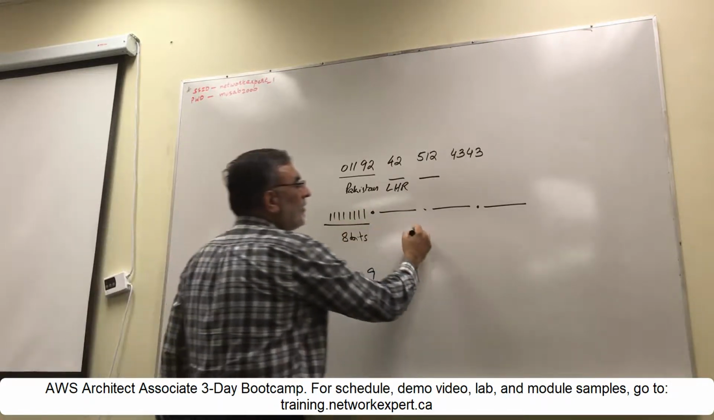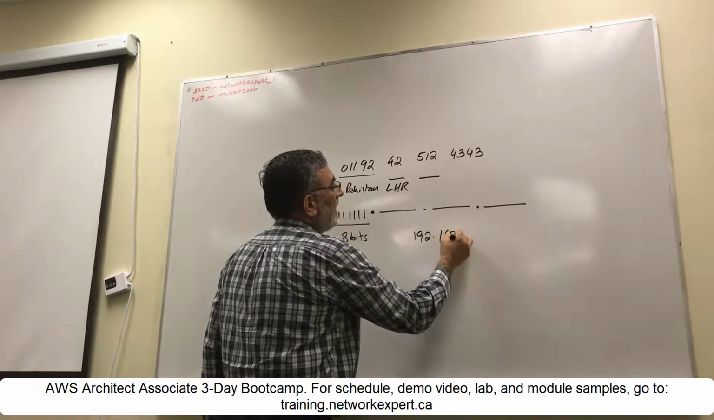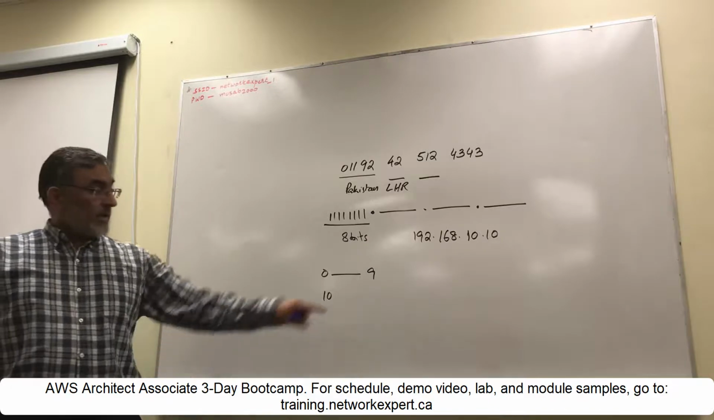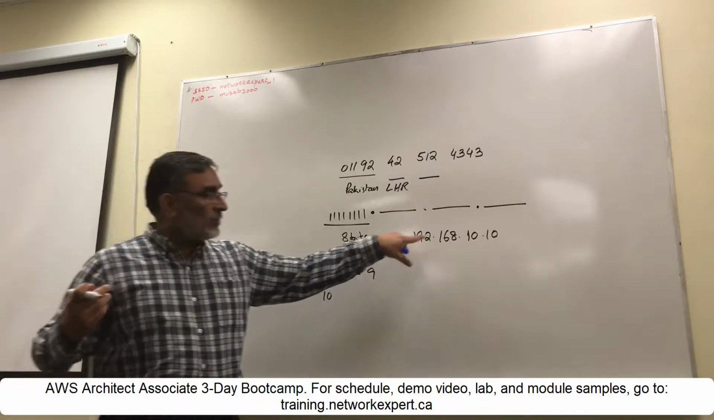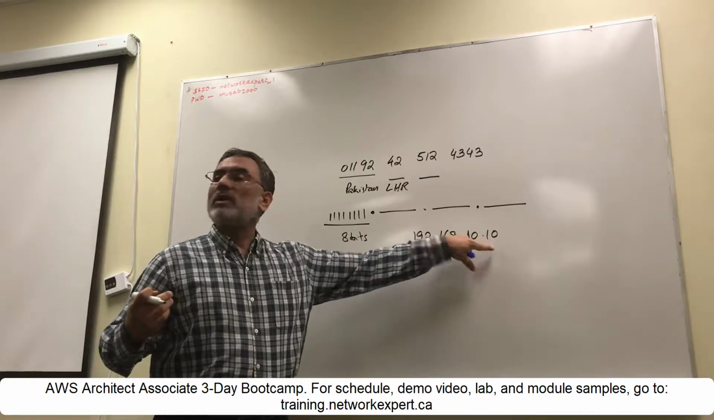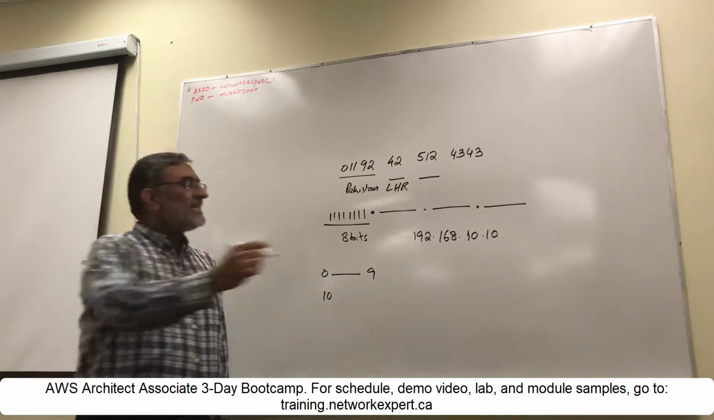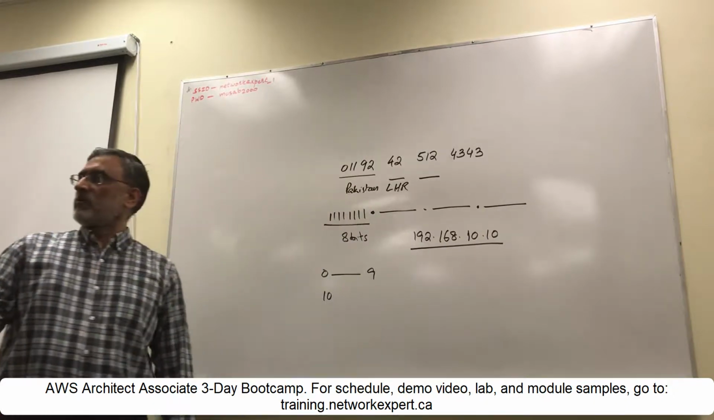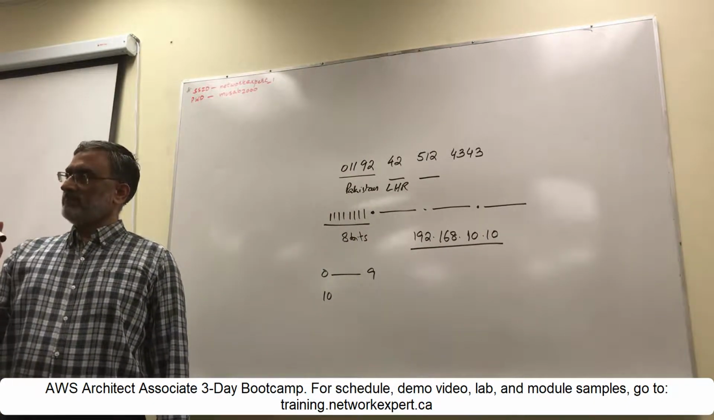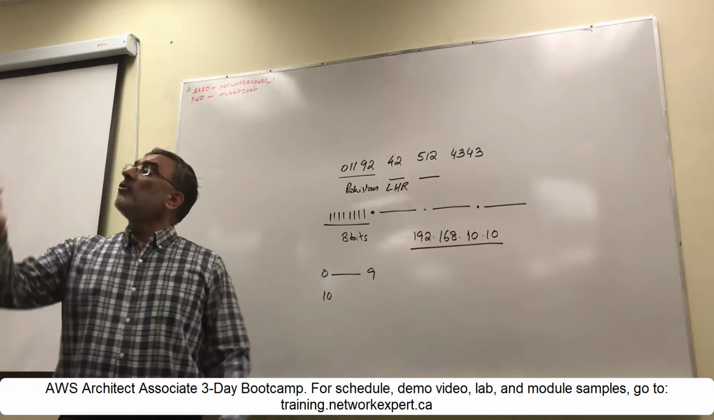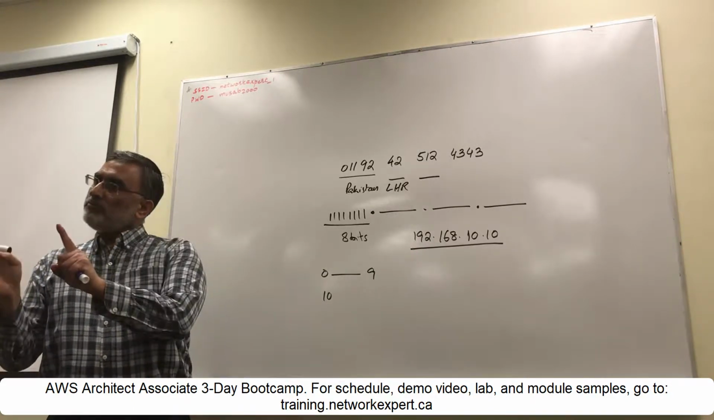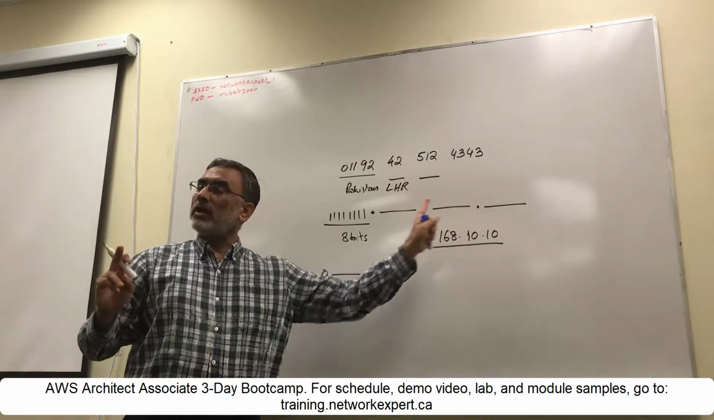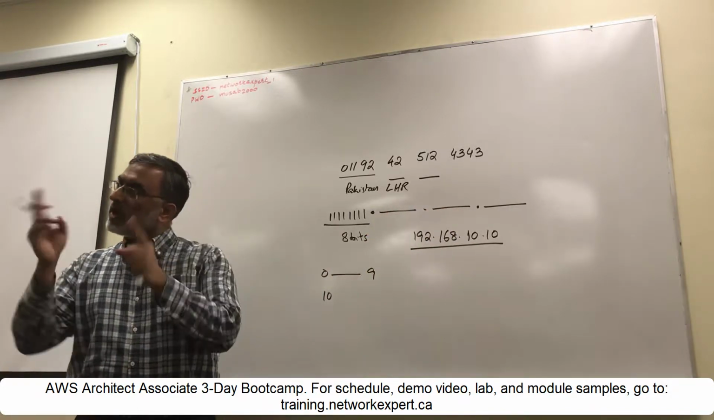Let's say 192.168.10.10. Okay, so for us it is 192.168.10.10. For a computer, it's basically a 32-bit long string of characters, either zeros or ones. Okay, so this is the decimal format for our understanding. For the computer, it's exactly a 32-bit long string of bits, either a 1 or a 0.